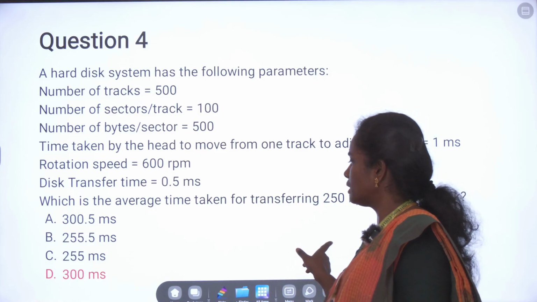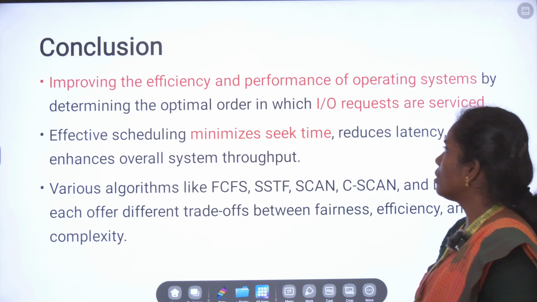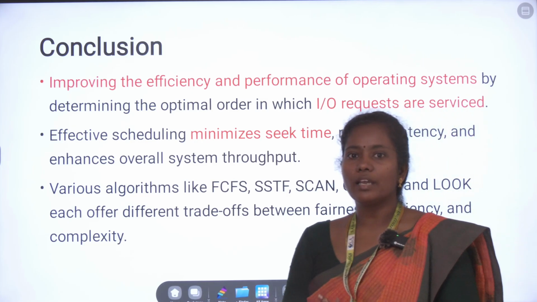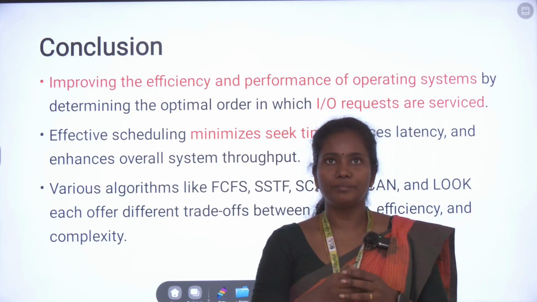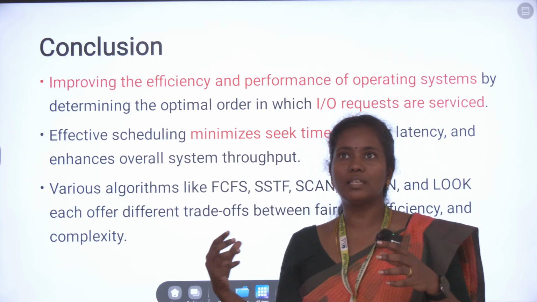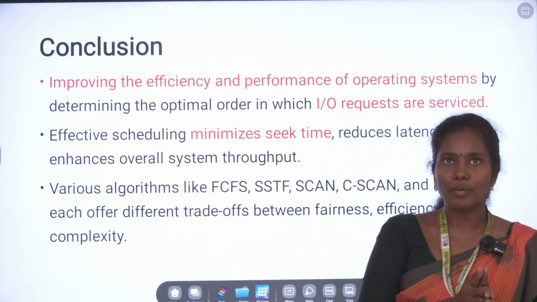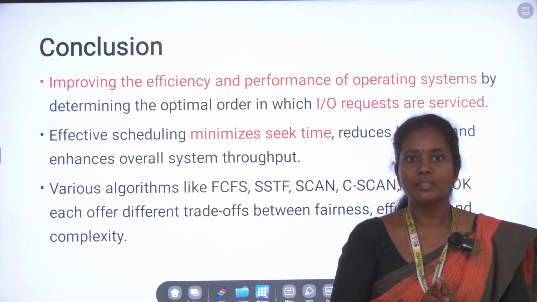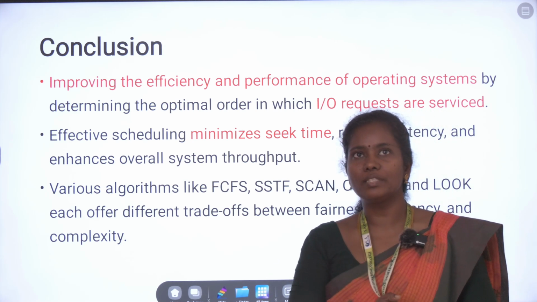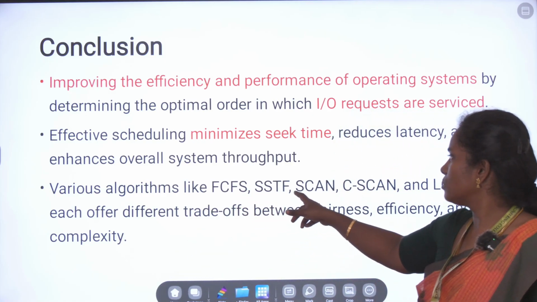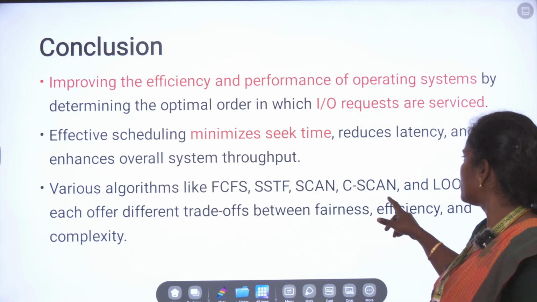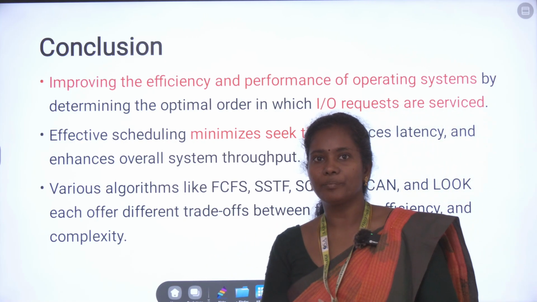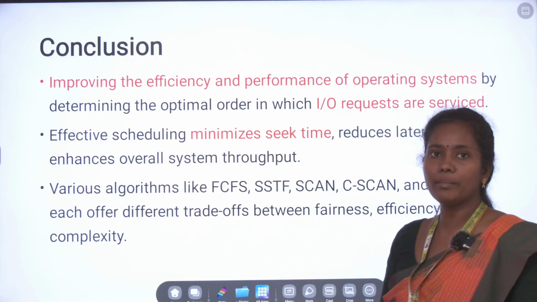Next we move to the conclusion. In order to improve the efficiency and performance of operating systems, consider for example that if I want to travel from cylinder number 1 to cylinder number 500, it will take a long access time. To avoid this or reduce the access time and improve performance, we use the first come first serve algorithm, shortest seek time first algorithm, scan algorithm, and the look algorithm. By using these algorithms, we can minimize the seek time.